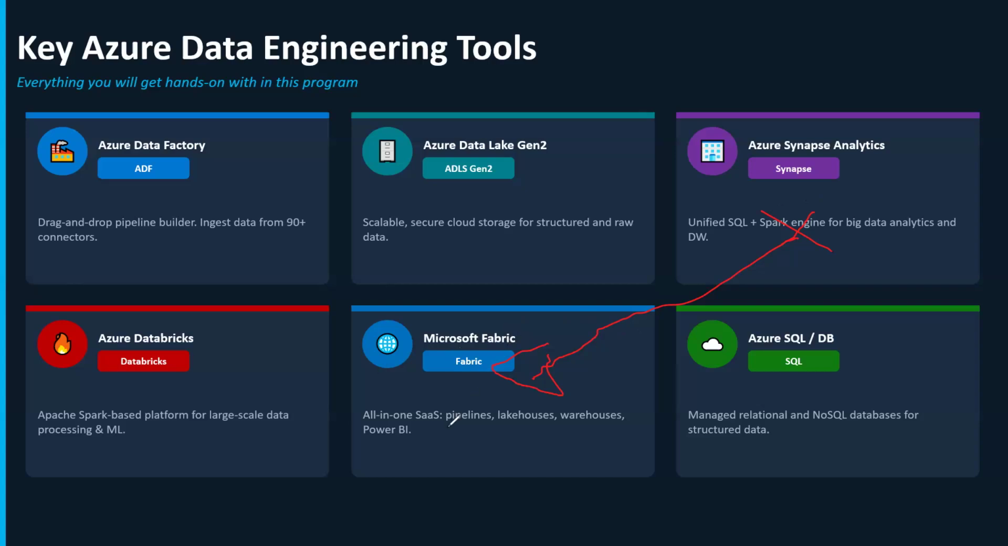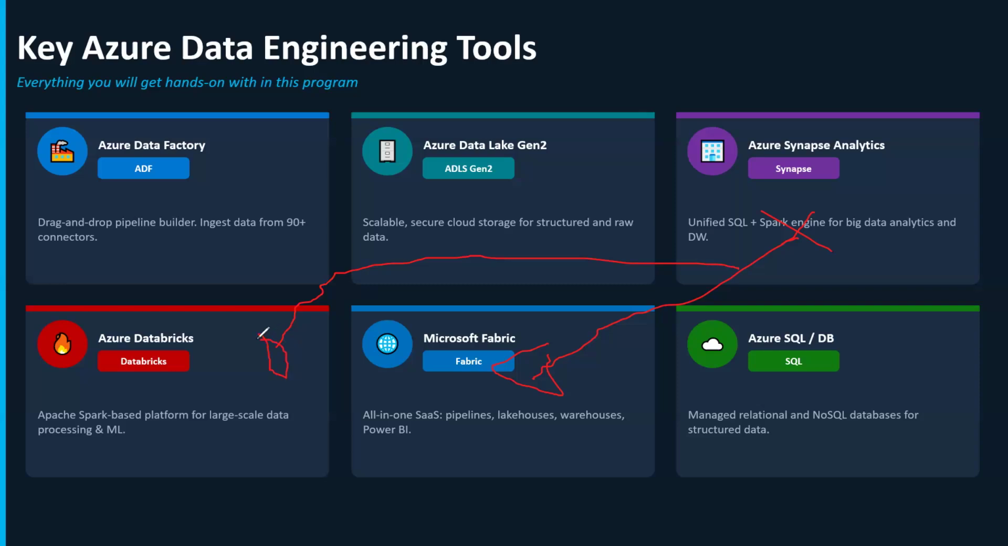Fabric is kind of a SaaS offering: pipelines, Lakehouse, Power BI, everything is integrated into Fabric. Now you don't have a separate suite called Power BI, because Power BI is also wrapped under Microsoft Fabric. This is an integrated solution where you can do all the operations in a single place. Right?